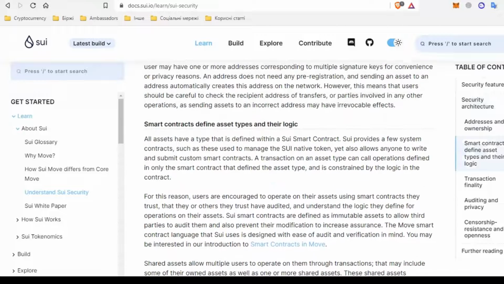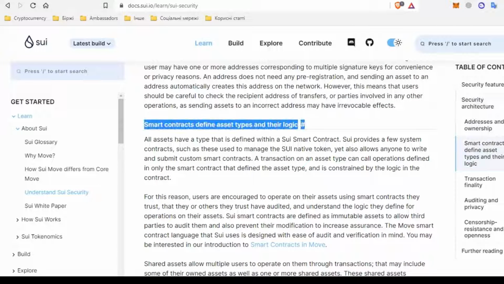Next, it's smart contracts. All assets have a type that is defined in the SUI smart contract. A transaction with an asset type can invoke operations defined only in the smart contract that defines the asset type and is limited by the logic in the contract. Therefore, users only need to work with assets using smart contracts they trust.